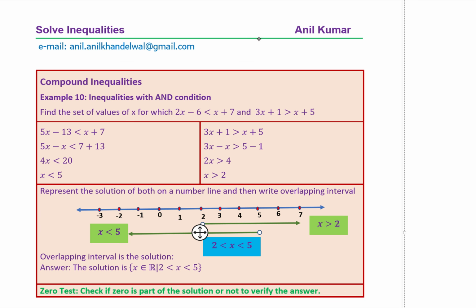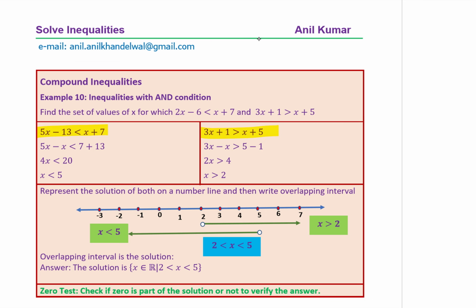Now in this particular case, find the set of values of x for which 2x minus 6 is less than x plus 7, that is one inequality, and 3x plus 5 is greater than x plus 5. So in a way, we have two different inequalities which I wrote here. This is the first one and that is the other inequality. We'll solve both of them and see what is the common solution.